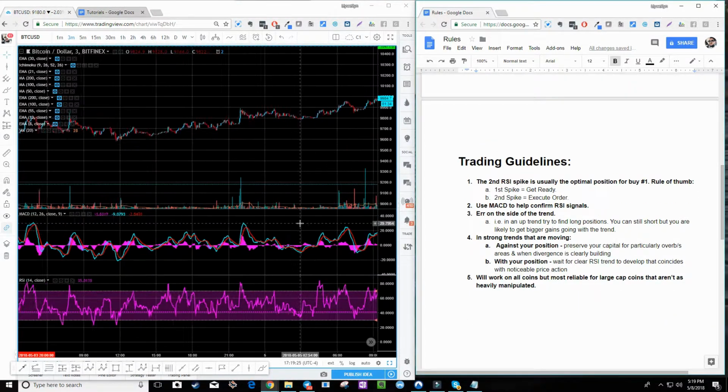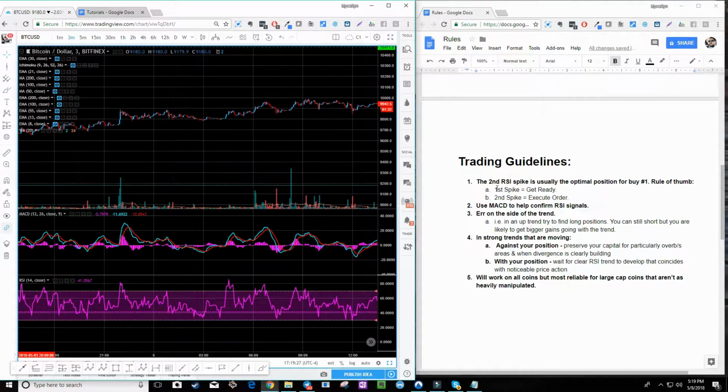So for guidelines, just real quick, again, the second RSI spike is usually the one that I look for. That's just kind of my rule of thumb. When I see the first spike in RSI, that usually is a signal to get ready that a trade can be coming up, especially if I start to see divergence in the RSI. So that's what I'll do, and I'll just execute. I'll wait for the candle to close and just execute a market order to get into the trade.